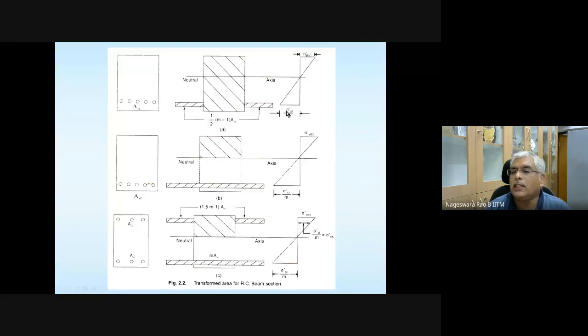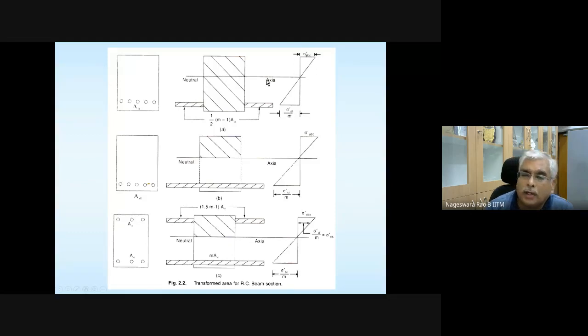So here the stress in the steel divided by the modular ratio is going to give you the equivalent stress in concrete surrounding the steel. Okay. So that is this stress distribution.